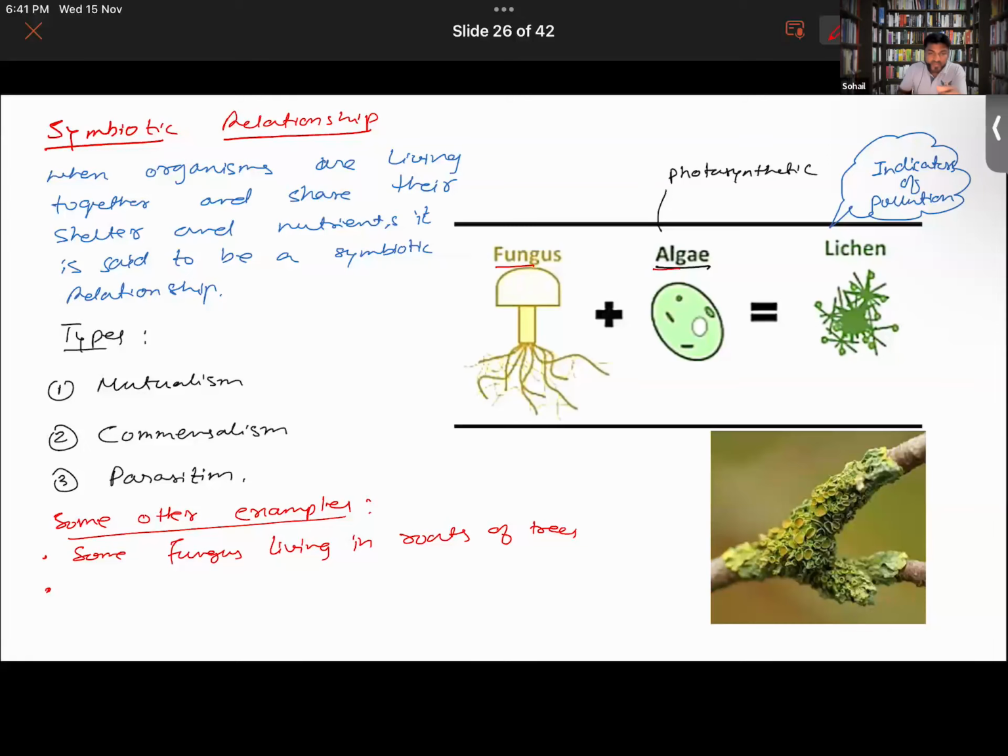Then we could take an example of one more bacteria here. We can take the example of a bacterium, that is the rhizobium bacteria. Rhizobium bacteria is also an example of symbiotic relationship. In a few minutes I will be covering that also. So just as of now, just remember this example.